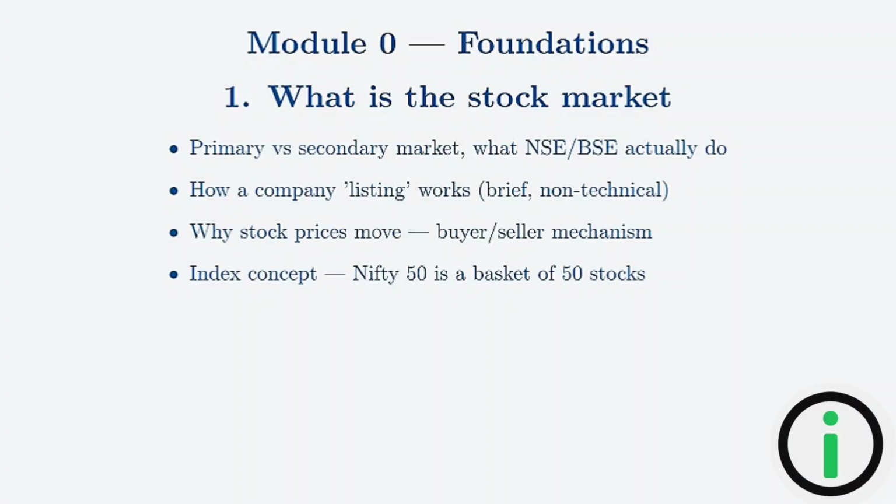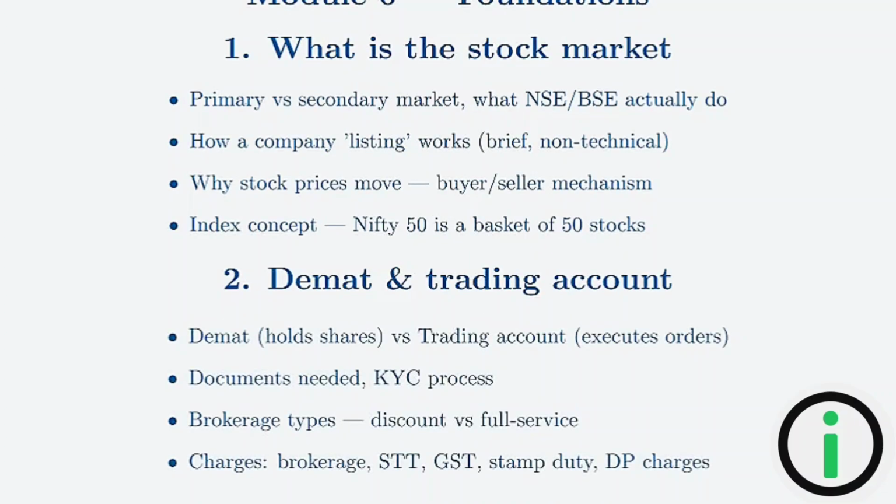We looked at how a company listing works in a brief, non-technical way, and why stock prices move, driven by the buyer and seller mechanism, rather than just the market deciding. We also covered the index concept, explaining why the Nifty 50 is a basket of 50 stocks and not a single thing you buy.